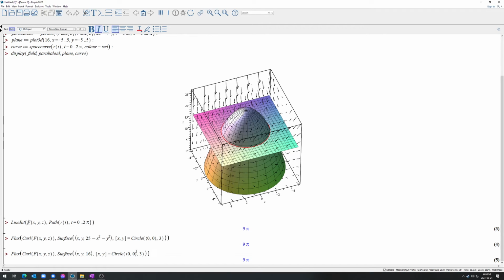And again, the region is over a circle at the origin of radius 3, and that also ends up as 9 pi. So luckily, all three of these agree, and we've confirmed Stokes' theorem for this particular problem. That's not to say we've proven Stokes' theorem, but it definitely seems to be true for this particular example.